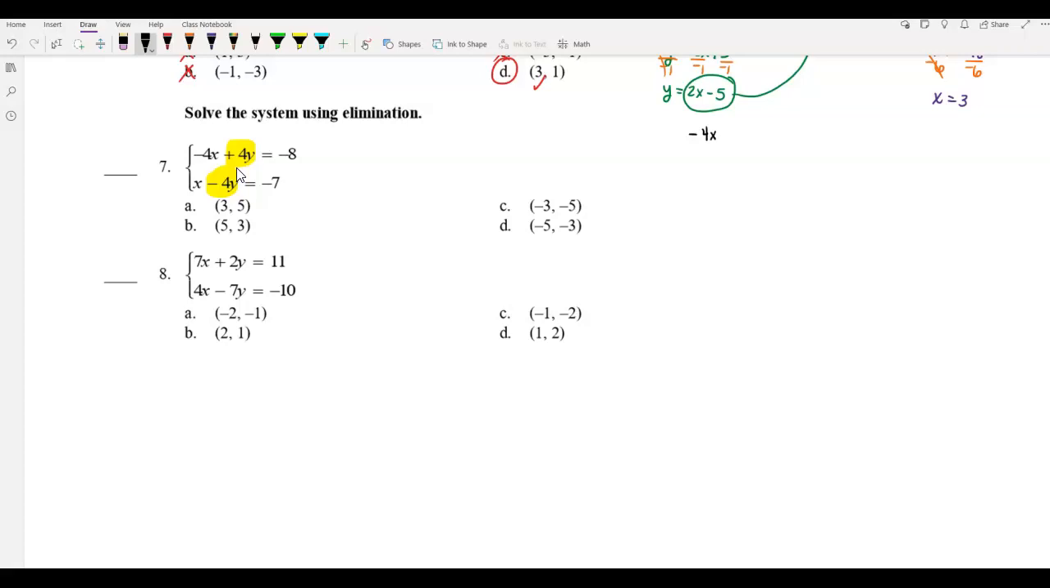We have negative 4x plus 4y equals -8. And then we have x minus 4y equals -7. Because we already have the opposites, we're just going to add straight across, which means negative 4x plus x gets me negative 3x. 4y minus 4y crosses out, and I have -8 minus 7 is -15. We're going to divide everything by -3. And when that happens, we get x equals positive 5.